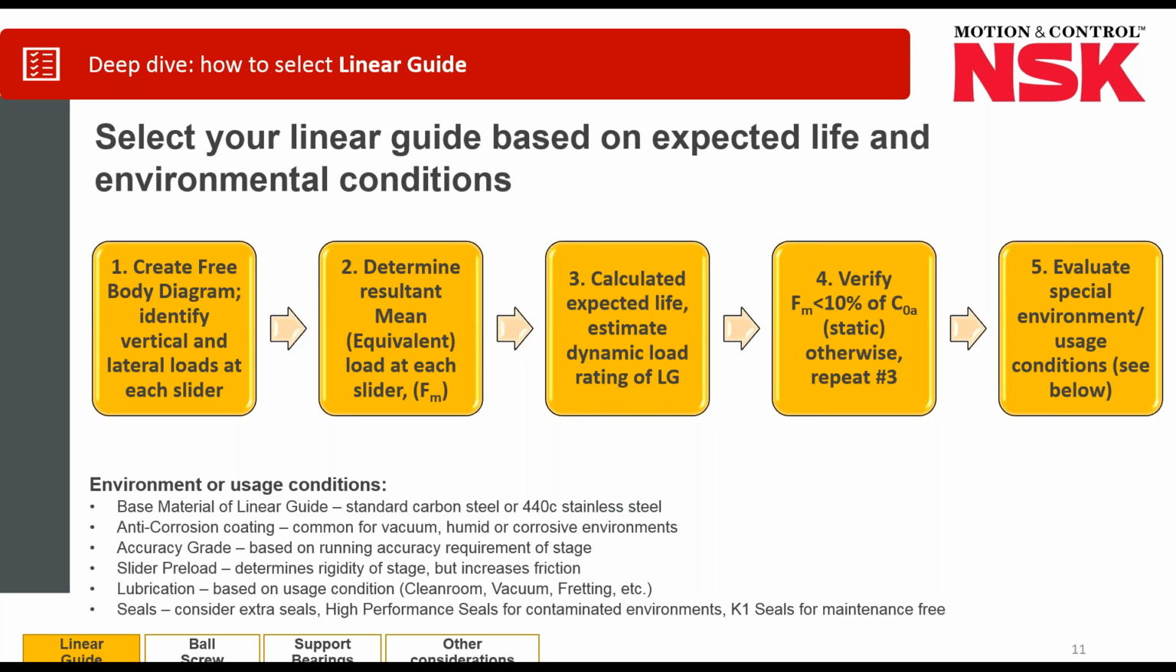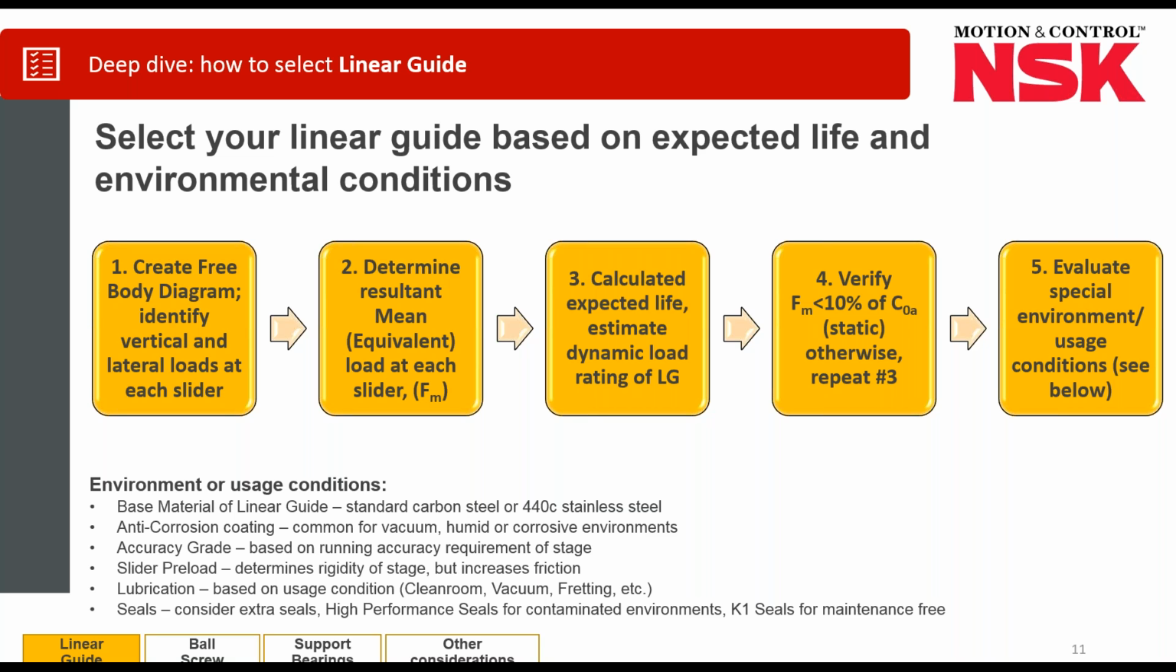Step 2, once we understand that free body diagram, we decide what's the resultant load or the mean load at each block. So that helps us to understand what load we're going to use in our life calculation. So that's step 3. Once we know what the load is at each of our sliders, we can do one of two things. We either can calculate what the life is going to be based on a particular linear guide, or we can so-called back calculate the load rating of the linear guide that we need based on the expected life that we want to achieve.